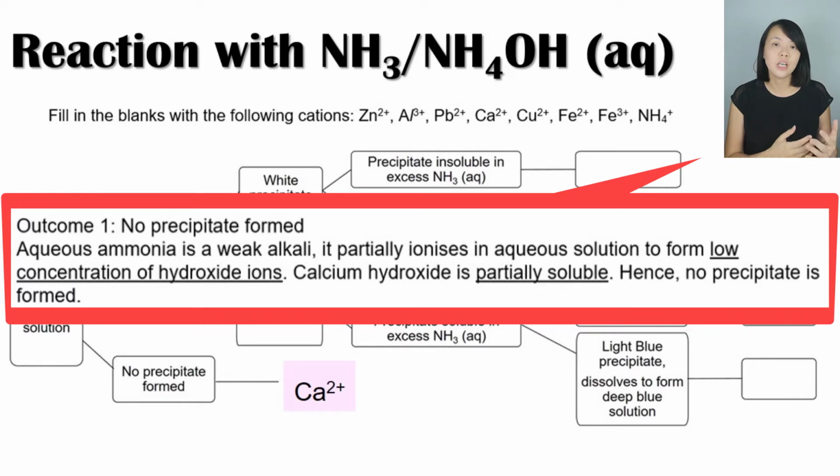Aqueous ammonia is actually a weak alkali, so it partially ionizes in aqueous solution to form a low concentration of hydroxide ions. Now we know that calcium hydroxide is sparingly soluble, meaning it is soluble but not so soluble. So let's say if the concentration of hydroxide ions is low, then calcium hydroxide will remain soluble. Hence, no precipitate will be observed.